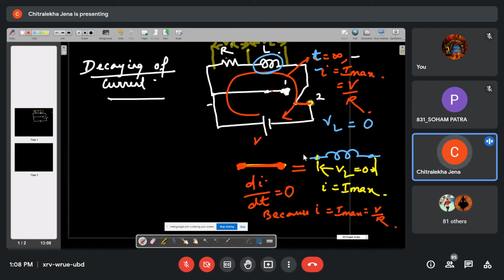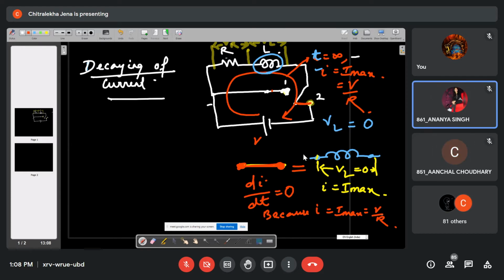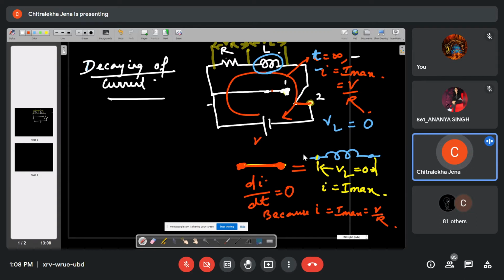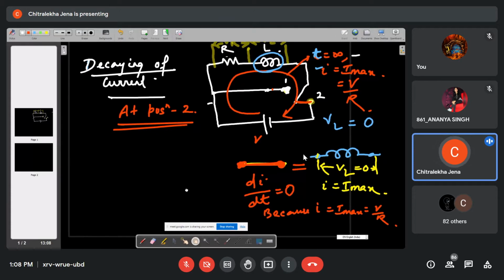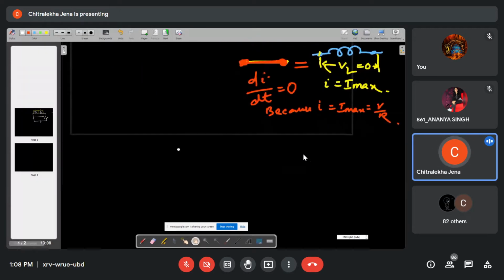Am I clear to all of you? Got it or not? All of you understood? So this is the condition at position number 2. All these things are happening when the switch is connected to position number 2. So now come to a condition where the switch is connected to position number 1.